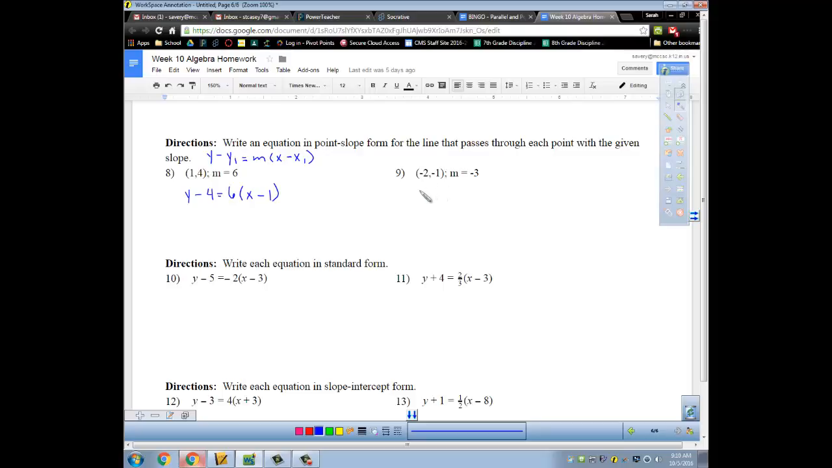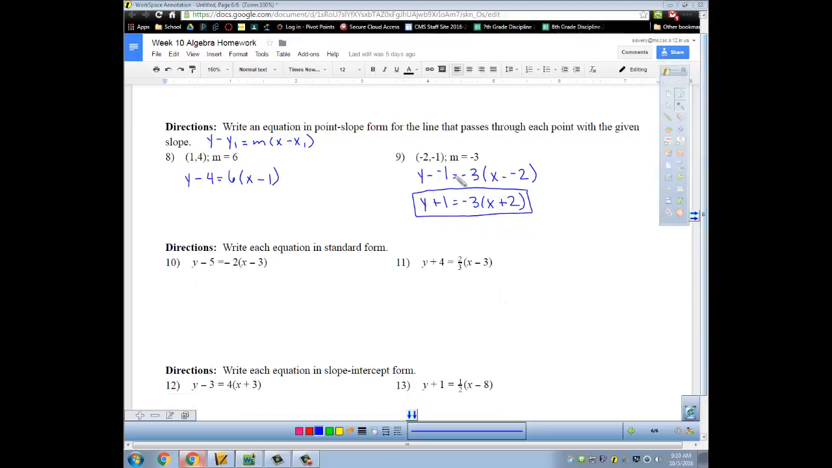Number 9, so y minus a negative 1 equals your slope times x minus your negative 2. Here, I don't like double negatives, so it becomes y plus 1 equals negative 3 times x plus 2. So this is the answer I'm looking for.